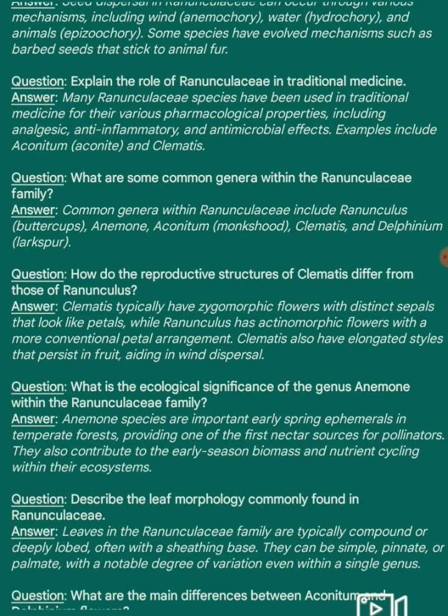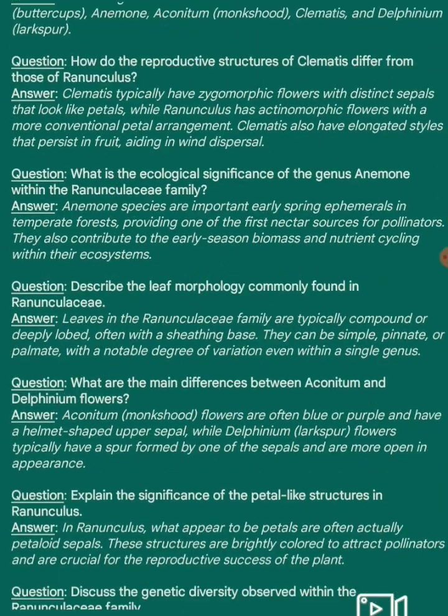Next question. How do the reproductive structures of Clematis differ from those of Ranunculus? Answer. Clematis typically have zygomorphic flowers with distinct sepals that look like petals, while Ranunculus have actinomorphic flowers with a more conventional petal arrangement. Clematis also have elongated styles that persist in fruit, aiding in wind dispersal.